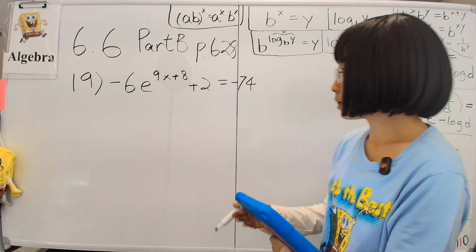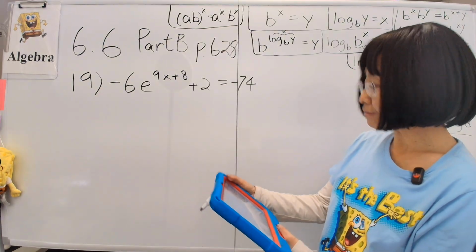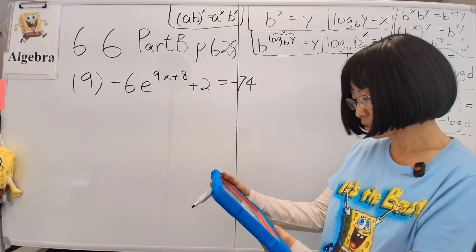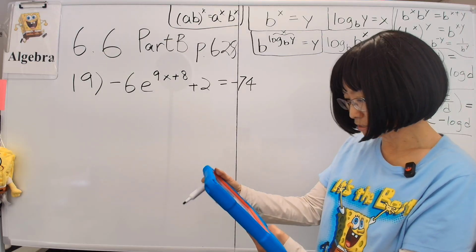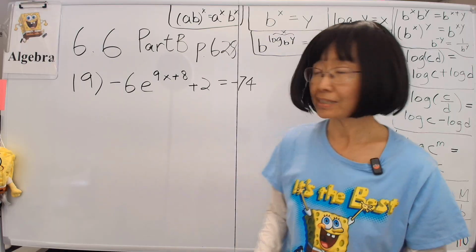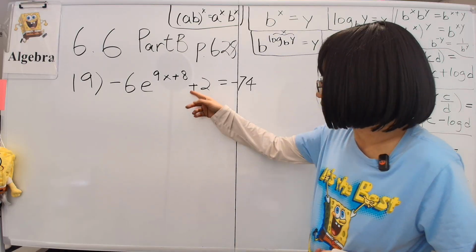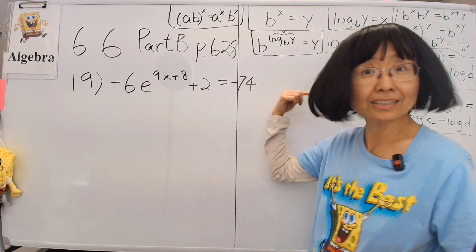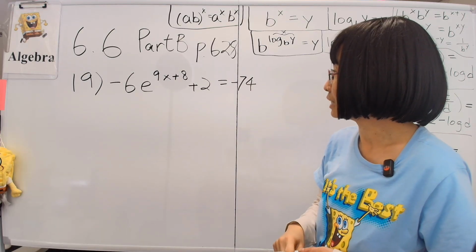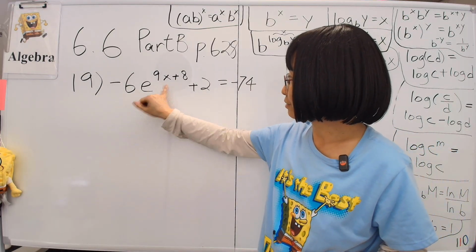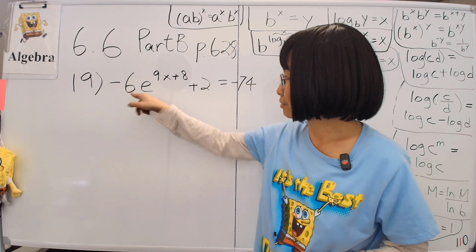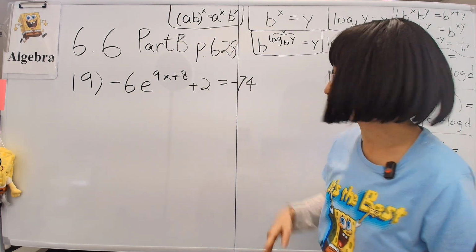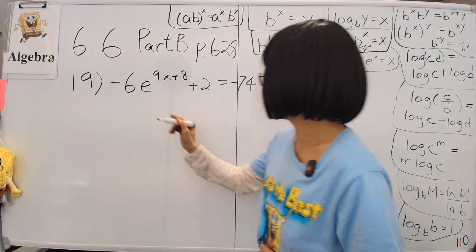Next, let's look at problem 19. Negative 6e to the power 9x plus 8, plus 2 equals negative 74. Okay, so let's fix this thing. The first thing we do is anything that's not directly related to x, there's a plus 2, let's kick it to the other side of the equation. And next step is when things are being multiplied, a number multiplied, let's push it down across the equal sign to the bottom, by doing that cross multiplication trick.